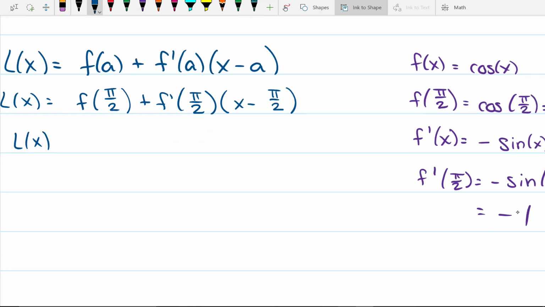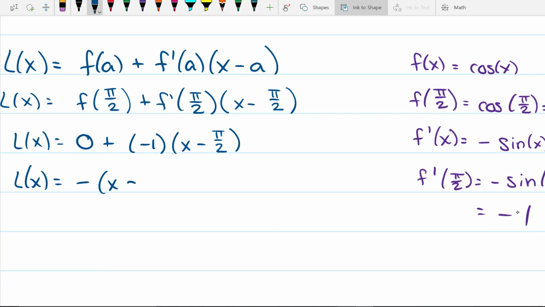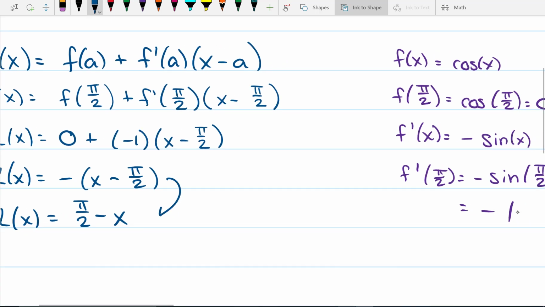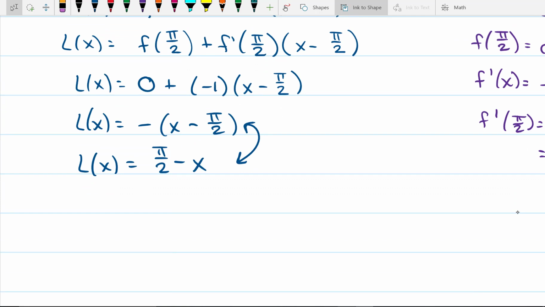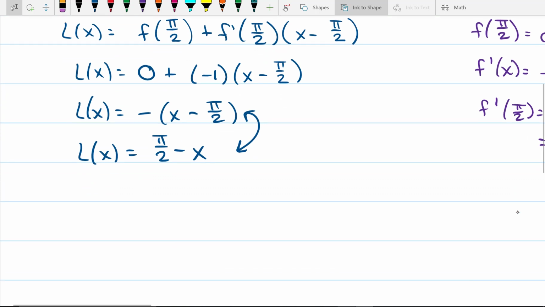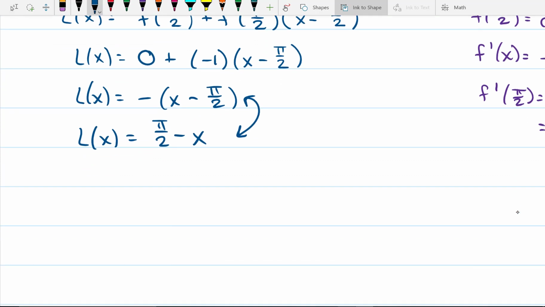You get L(x) is equal to 0 plus negative 1 times (x minus pi over 2). So L(x) is equal to negative (x minus pi over 2), or you can rewrite that as pi over 2 minus x. You can use either one of these. It doesn't matter which one you use. So now what we want to do is find L(1.75).